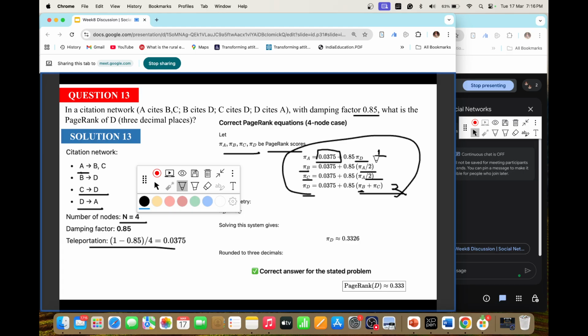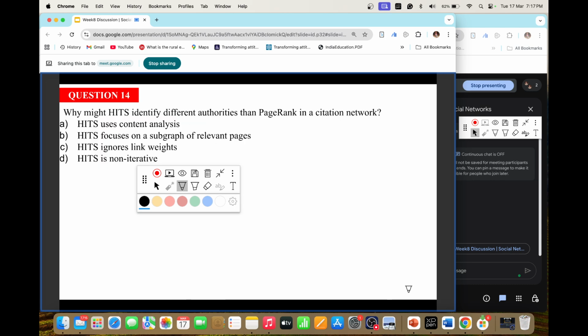So this will be 0.425 pi A plus 0.0375. So pi B minus 0.0375 divided by 0.425 will be pi A, or pi B will be equal to 0.0375 plus 0.425 pi A. We put that in, and we have two equations in pi A and pi D, with pi B and pi C replaced by pi A. From that we can solve for pi D. So pi D comes out as 0.333, so 0.333 is the answer. Now let's move on to the next question.